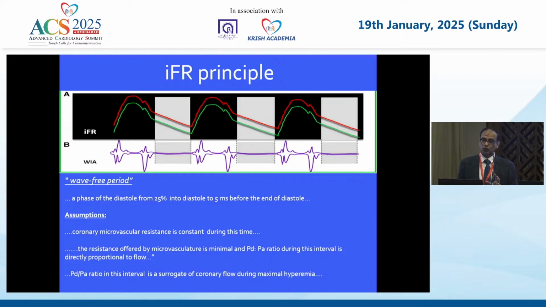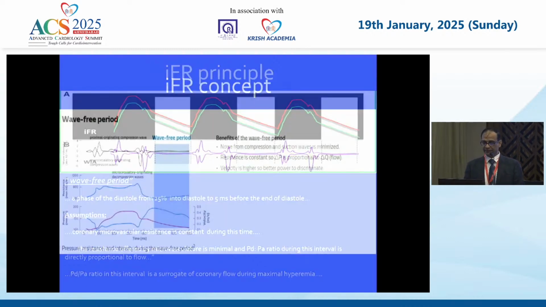There is almost no resistance in this time, and the PDPA ratio in this interval is directly proportional to the flow for the same reason. So since flow occurs only in this phase of diastole and the resistance remains constant, the flow is reflected by the difference in pressure. And that is how we use this diastolic ratio as the PDPA ratio in this interval, being a surrogate marker of flow during maximal hyperemia.